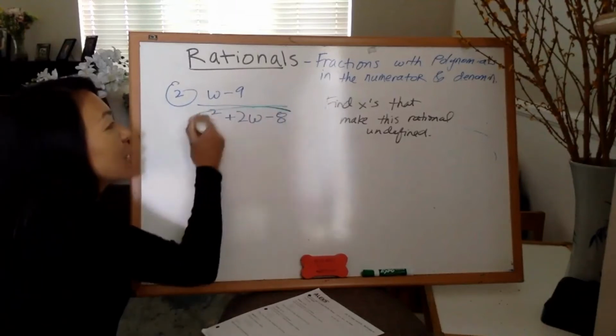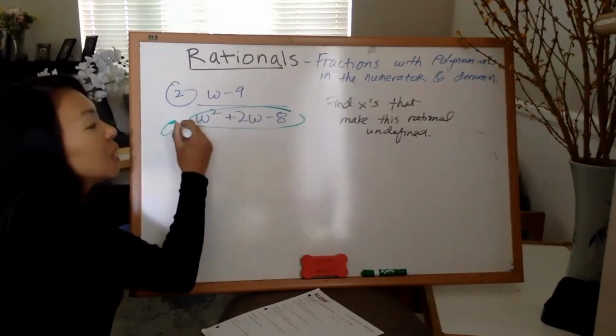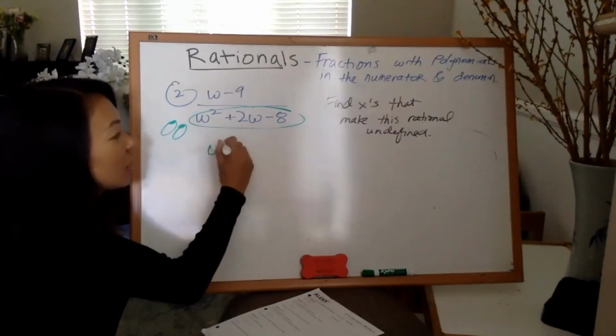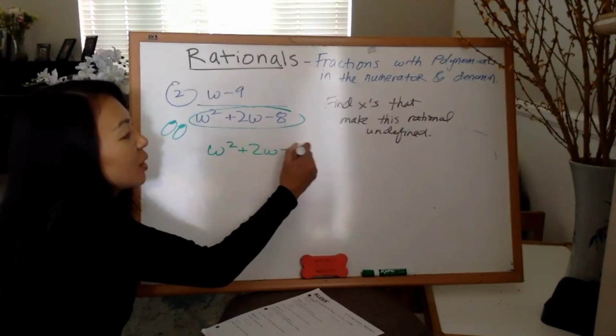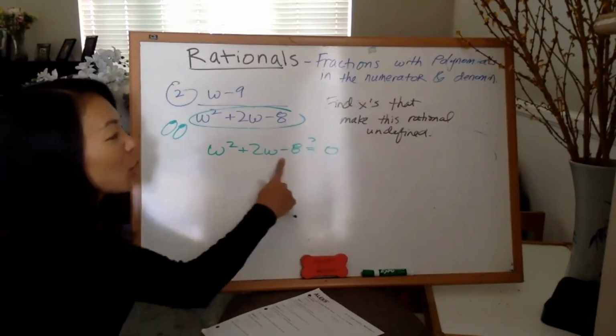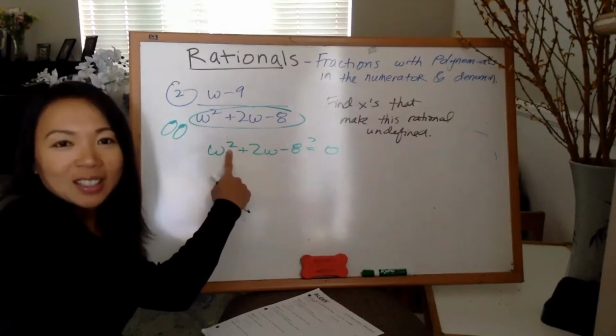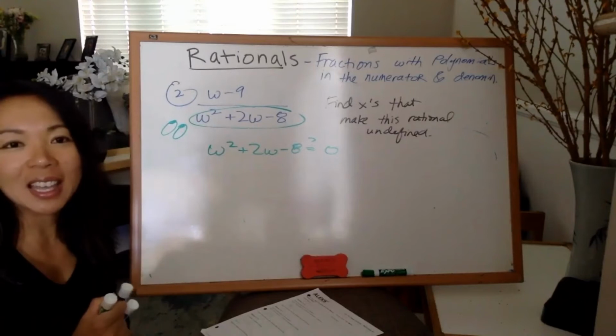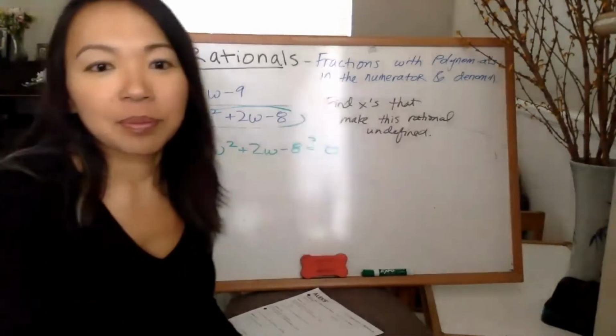So if you look at the denominator, those are my eyeballs, you find out when does this equal 0. So when does this equal 0? Well, how do you solve an equation that's a quadratic? Well, you're going to have to use factoring. So go ahead and try that, and I'll get back to you after this.